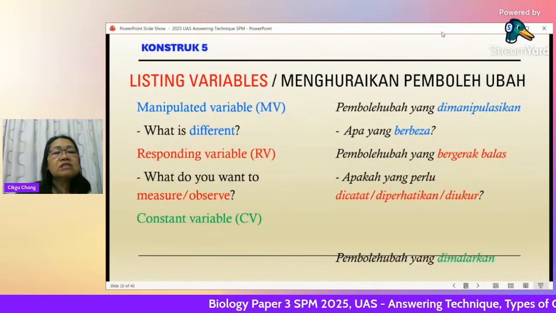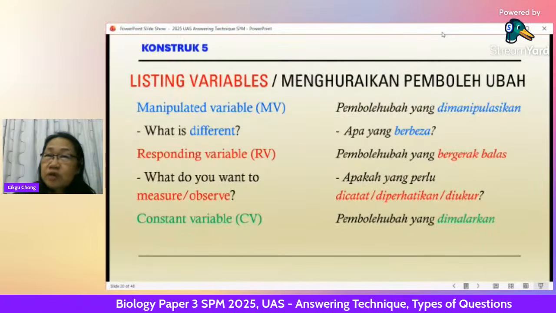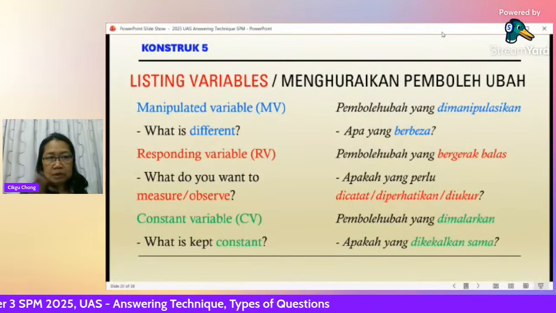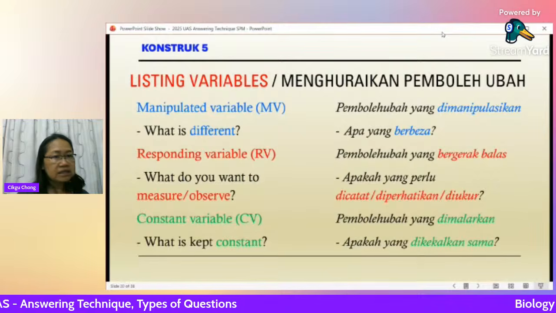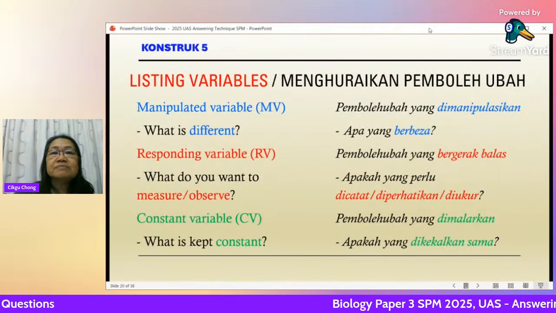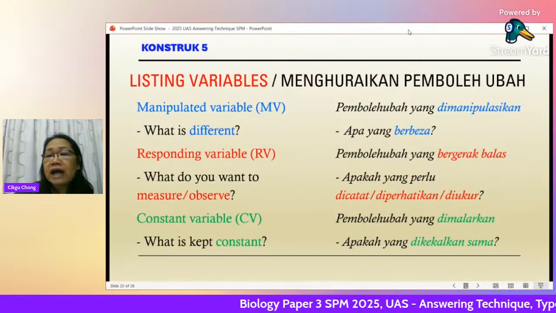Okay, next one, constant variable. What is a constant variable? What is kept the same in your experiment? You do the experiment a few times. What is it that you don't change? That is a constant variable. Okay, so for food test, only those 4 red block.